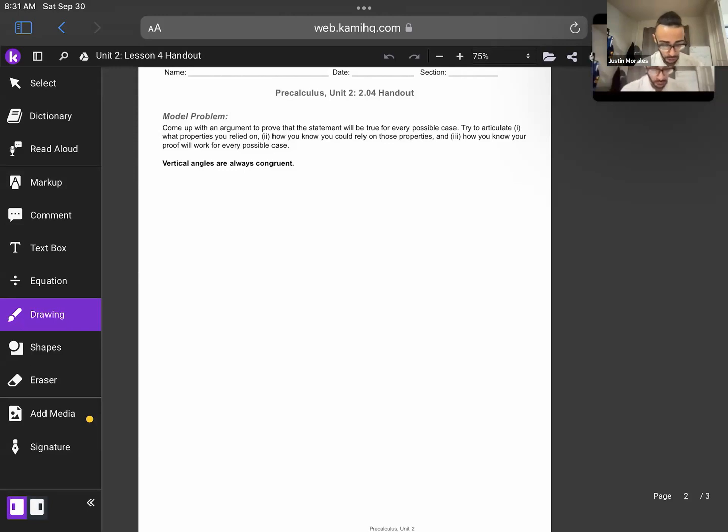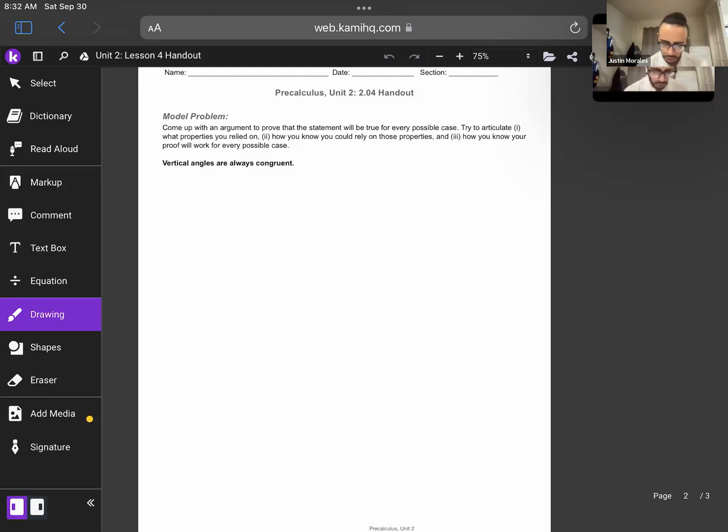So in today's model problem, we have come up with an argument to prove the statement will be true for every possible case. Try to articulate what properties you relied on, how you know you could rely on those properties, and how you know your proof will work for every possible case. And the example they have for us is they want us to use that vertical angles are always congruent.